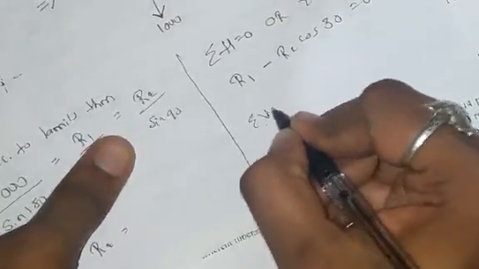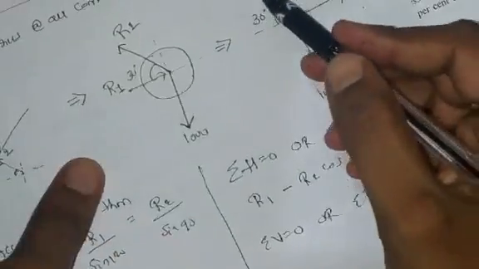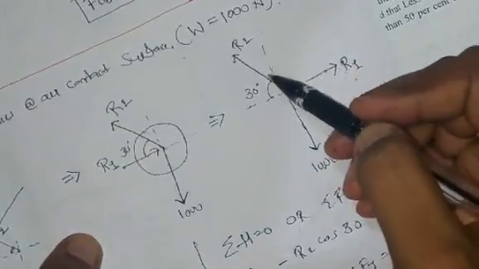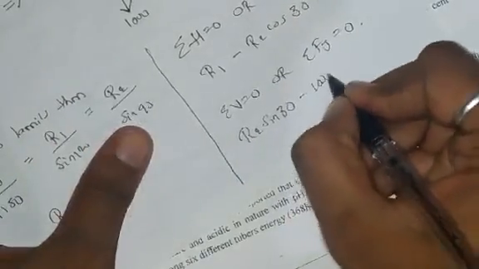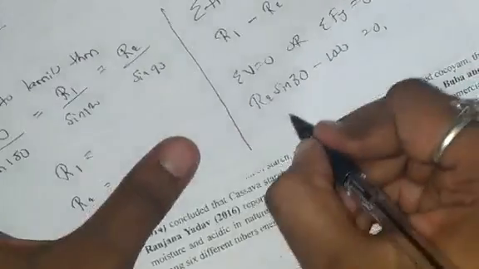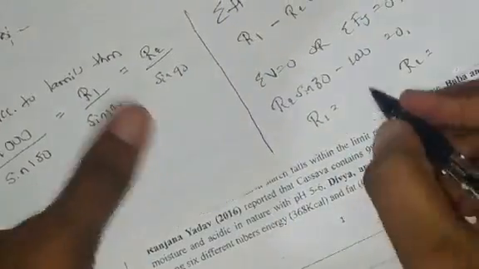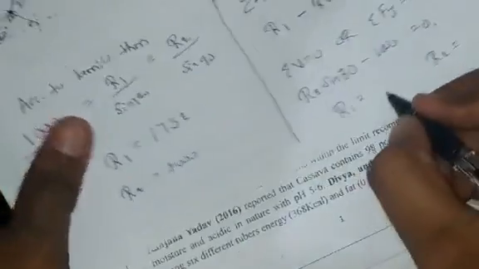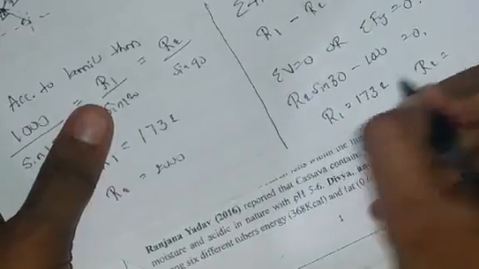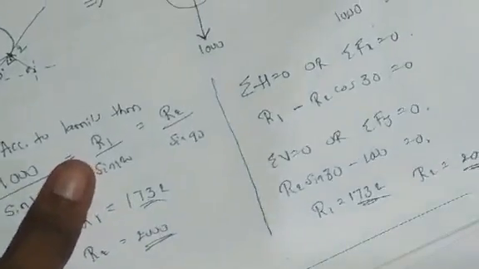Next equation, summation of vertical forces is equal to 0, or you can say summation of F of y equal to 0. Now R2 acting in second quadrant, y component is positive, so R2 sin 30 plus R2 sin 30 minus 1000 equal to 0. If you solve both the equations, you will get R1 is equal to 1732, and R2 is equal to 2000. So this is the answer.